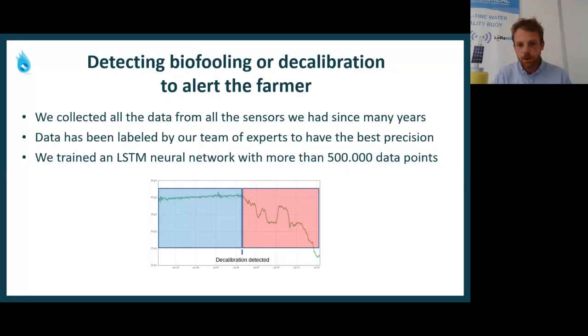And at some point, when the decalibration is detected, we see a slow decrease. That's the perfect example of what can happen if you don't recalibrate your sensors. Here we can see that our model detected the decalibration after 3 data points, which means 1 hour. So the farmer has been alerted directly and is able to go and recalibrate or clean the sensor.